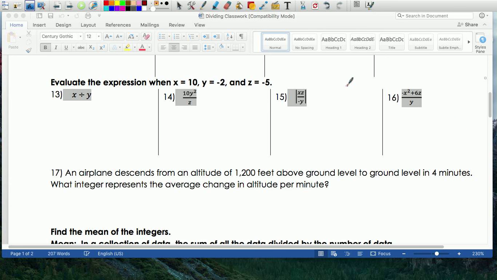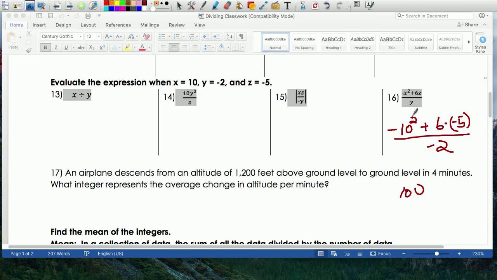Again, let me substitute. So if I substitute, there's that minus sign. Let me take the x out and replace it with 10 to the second power, plus 6 times z, which is negative 5. I'll put that in parentheses, over y, which in this case is negative 2. So that's what my expression looks like when I substitute. This says take x and raise it to the second power. The value of x is 10. 10 to the second power is 100, right?